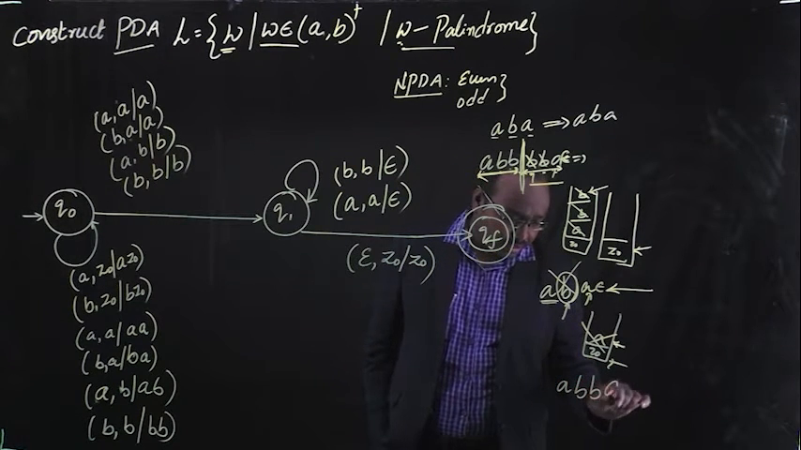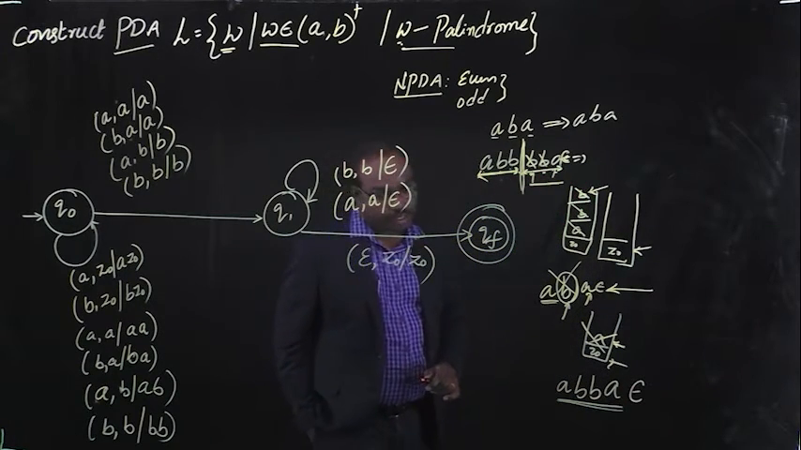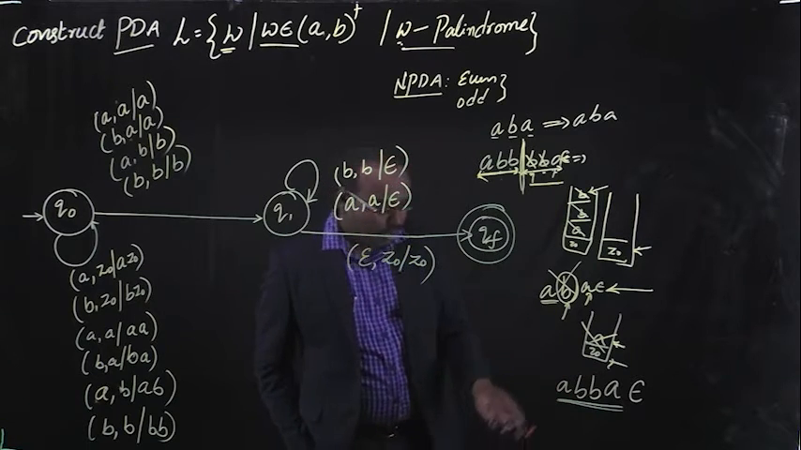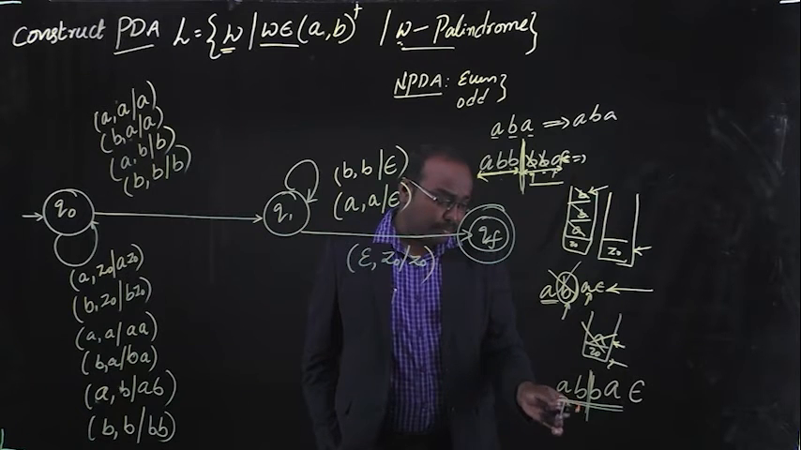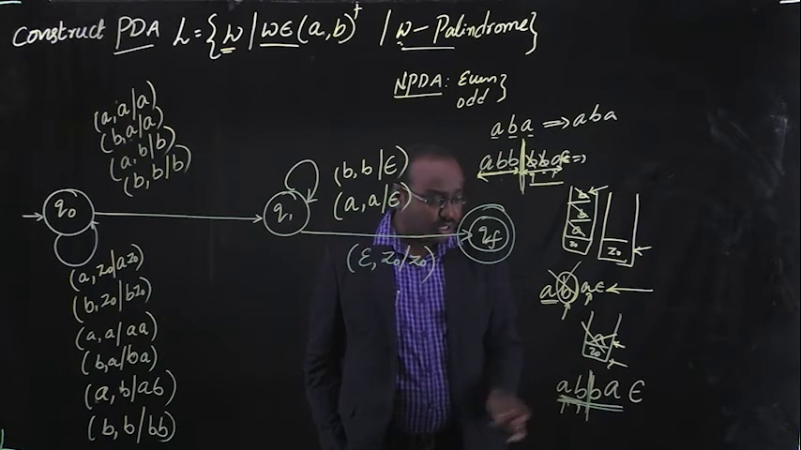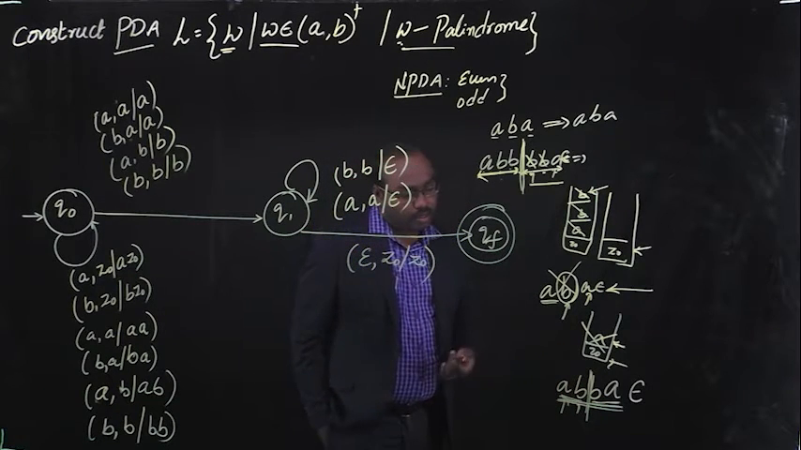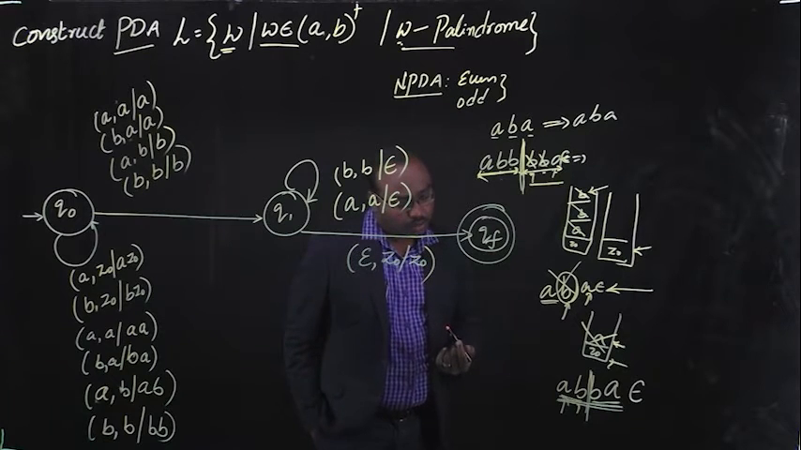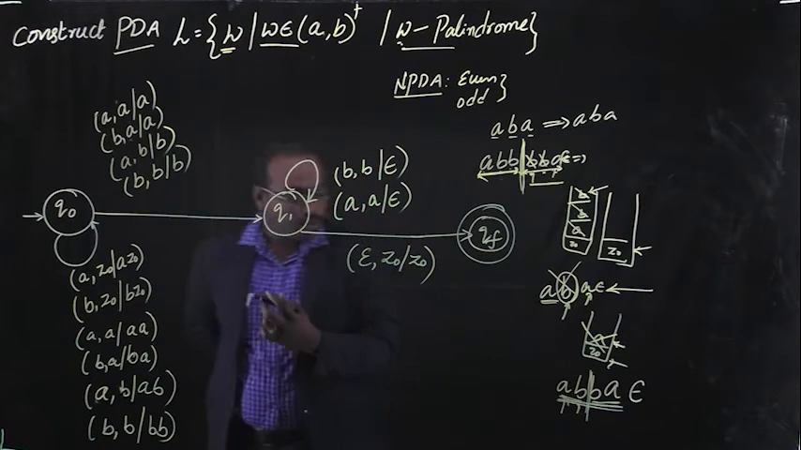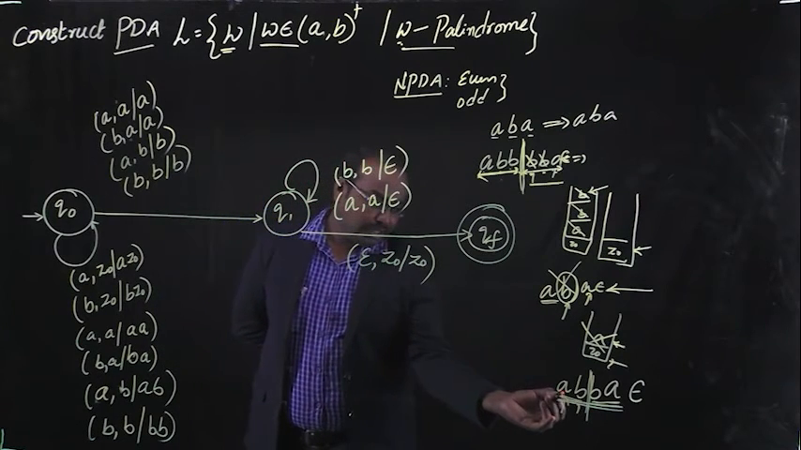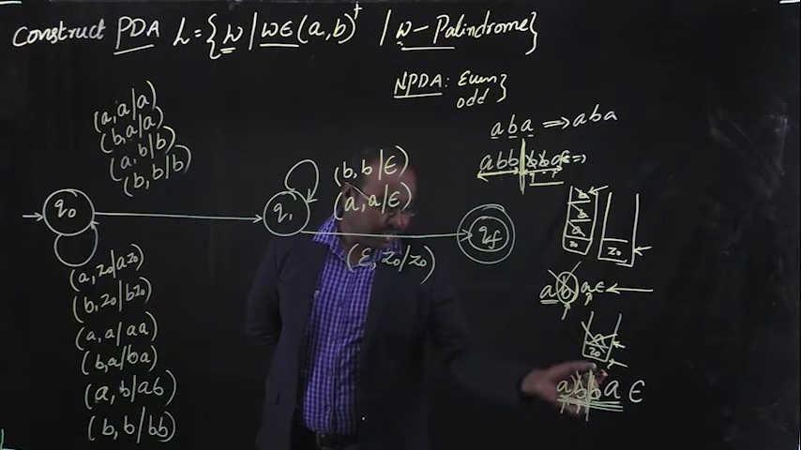Then coming to the next case, these are the even length palindromes, for example ABBA. Whenever we are reading the input symbols A, B, these two elements are pushed onto the stack, and these two elements are popped from the stack. So how to draw the transitions? What are the possibilities? So in this example, this B will be cancelled with this B and A will be cancelled with this A.